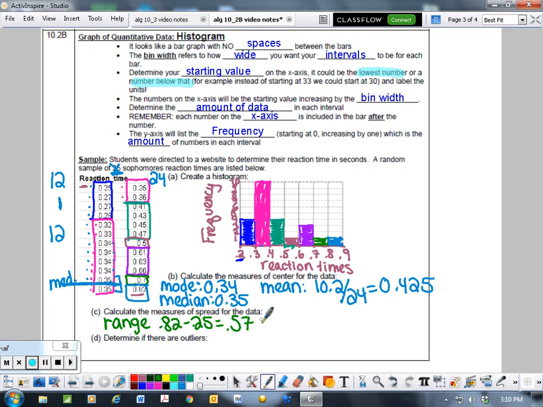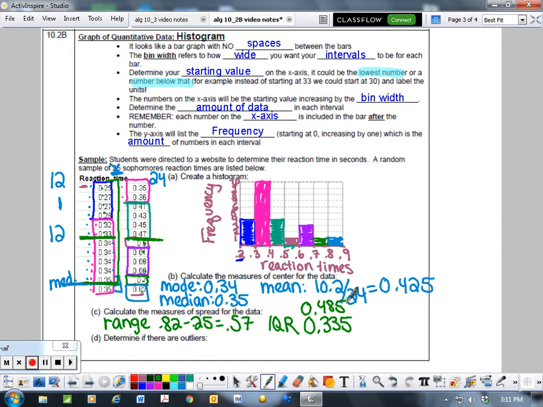And then for IQR, now I need to find out those quartiles. So now I'm going to look at this first half. I don't include that median, which is really just an average between the two, so it doesn't matter. So now I'm just going to find the middle for these two. So 1, 2, 3, 4, 5, 6. So I want halfway in between this. So my first quartile is 0.335. And then I'm going to do my third quartile, 1, 2, 3, 4, 5, 6, halfway between these two, which is 0.485.